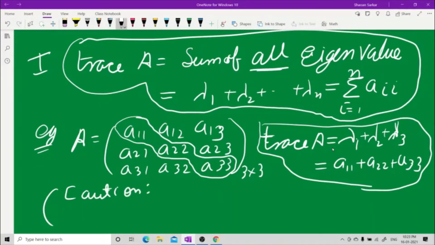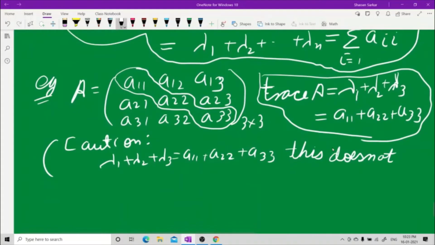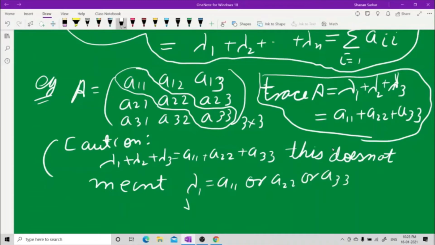beware, don't write. I have written lambda 1 plus lambda 2 plus lambda 3 is equal to a11 plus a22 and a33. This does not mean that lambda 1 is a11 or a22 or a33. It is not that. Neither is lambda 2 a11 or a22 or a33. Similarly for lambda 3, this is a caution for you all.